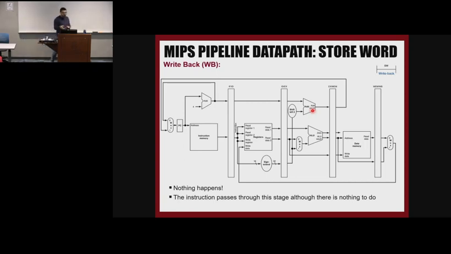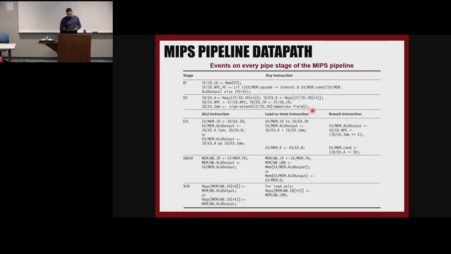Multiplexers control this process. The multiplexers don't let anything be written back to the register file, but we still have to go through that step because the pipeline is designed for the worst case. Okay, so we have the load word and store word. This is the table that is in the book. Actually, it's just cropped from the book.